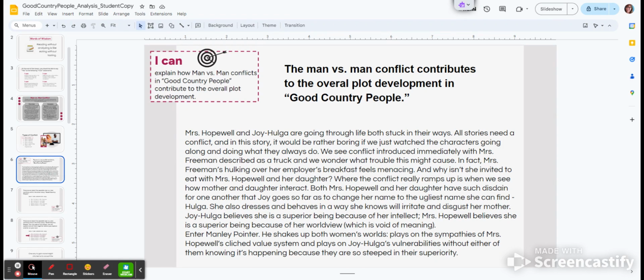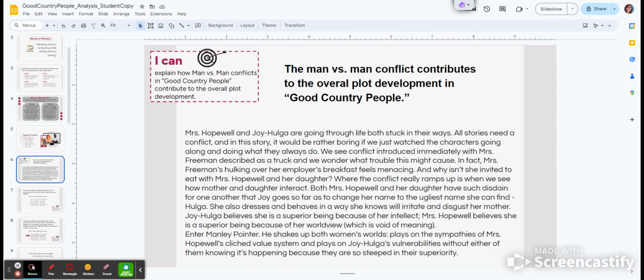Where the conflict really starts to ramp up is when we see this mother and this daughter interact, Mrs. Hopewell and her daughter Joy. In fact, they have such disdain for one another that the daughter, Joy, goes so far as to change her name to what is described as the ugliest name she can find, which is Hulga. And she also dresses and behaves in a way that she knows is irritating and disgusting to her mother. And we're pretty sure she does that on purpose. Mrs. Hopewell definitely believes it's on purpose.